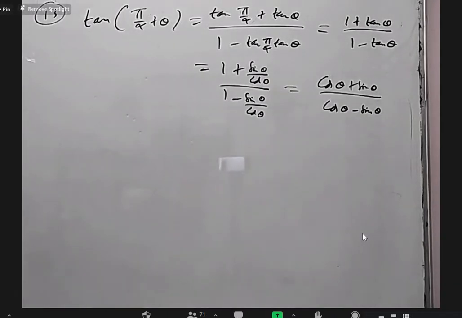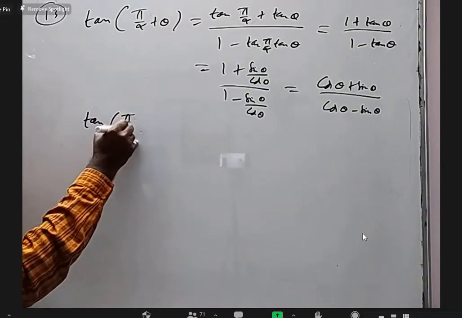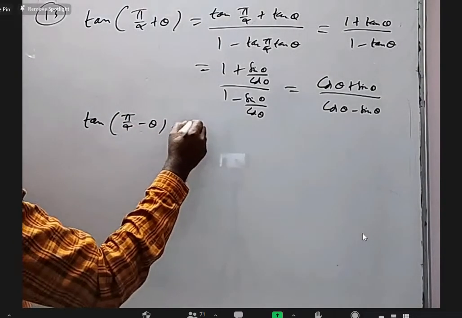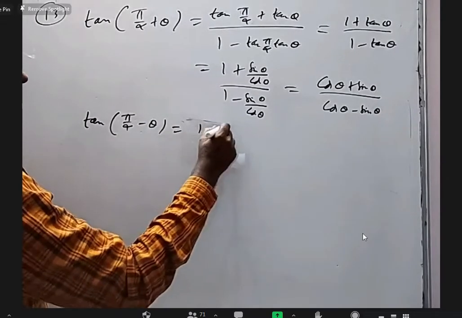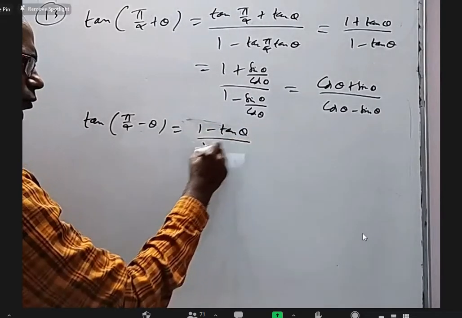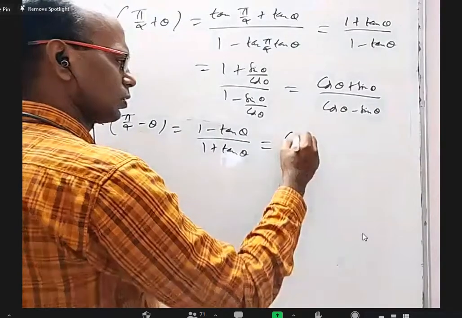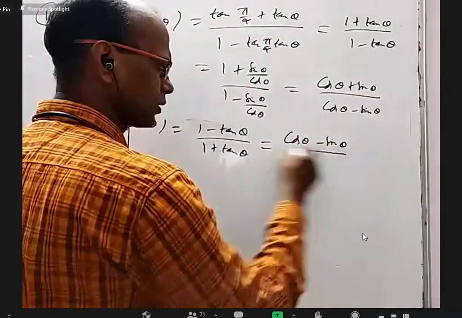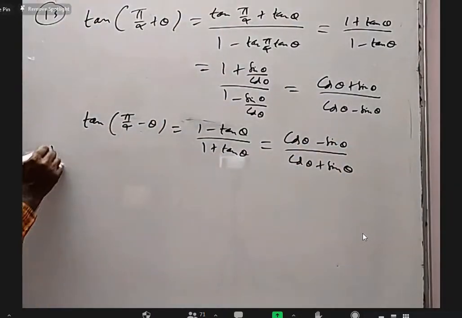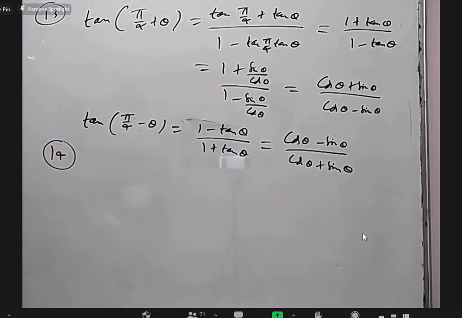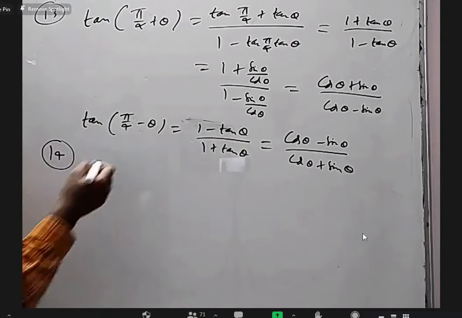Similarly, tan(pi by 4 minus theta). I can directly write the formula here: (1 minus tan theta) by (1 plus tan theta), which if I write sin by cos is (cos theta minus sin theta) by (cos theta plus sin theta). Not too many formulas, one or two more formulas. We'll stop the class with that formula.